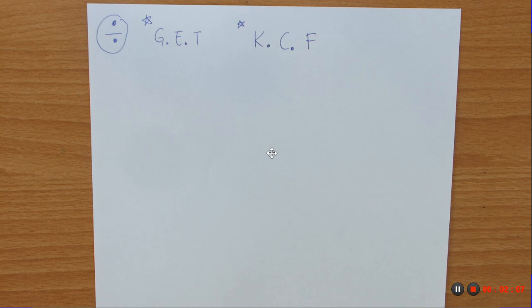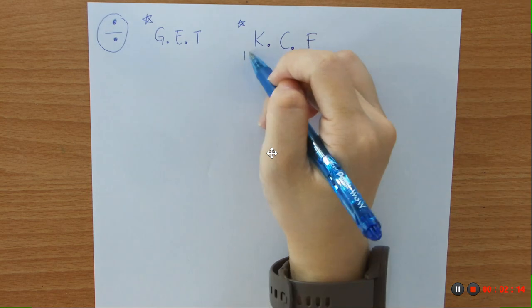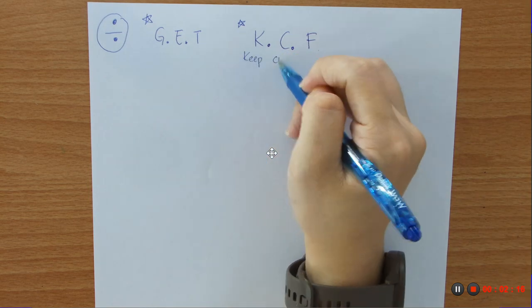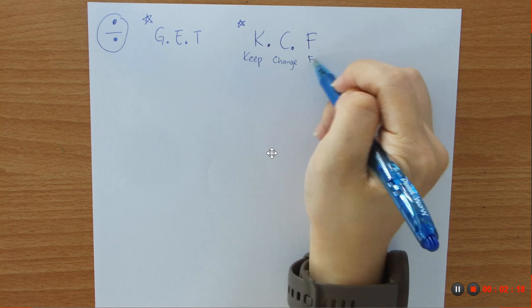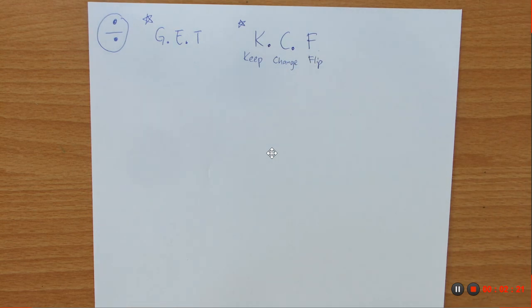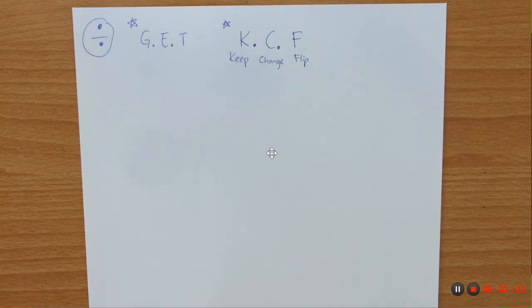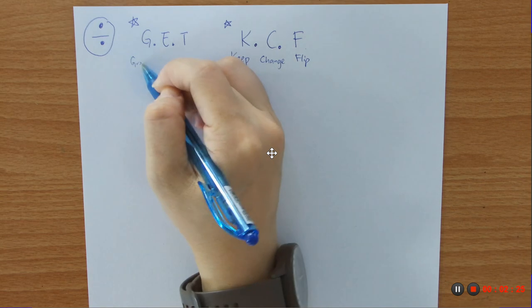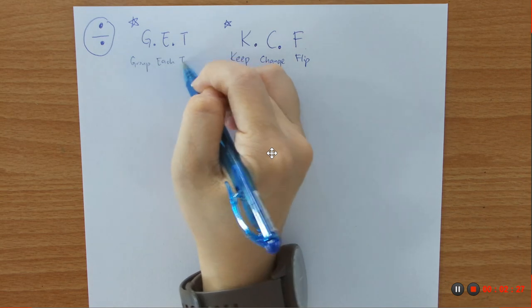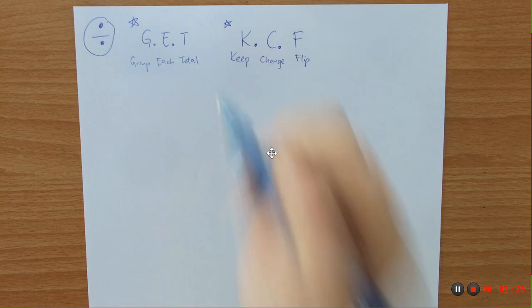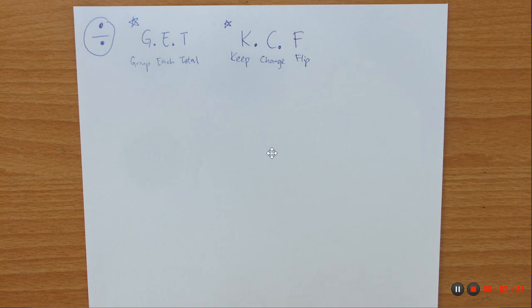Okay? Not KCF. The order is important here. Why is the order so important? Because it's called keep, change, flip. Now, if you can master these two things, groups, each, total, keep, change, flip, you can solve all the word problems in this chapter. Okay?